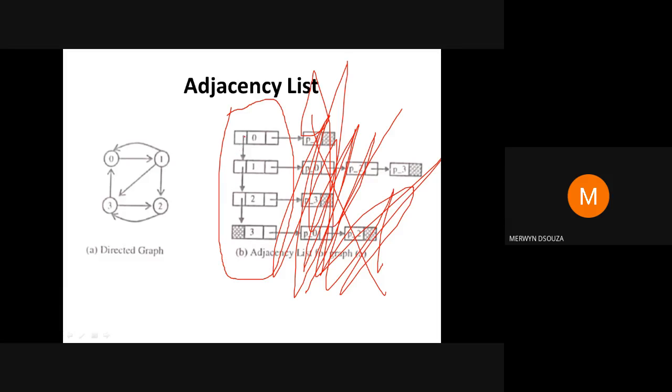You can see they are connected to each other. The 3 is your last node. Now it's not a single linked list. It's kind of a single linked list, but multiple single linked lists are there within it.